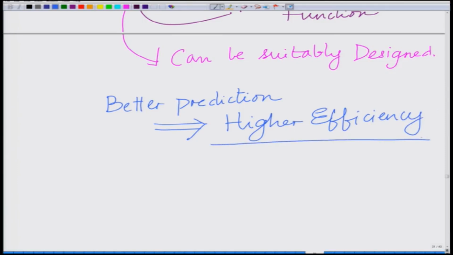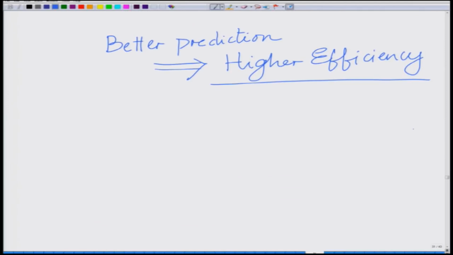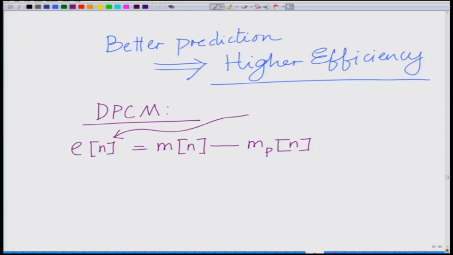That is the bottom line in DPCM. Now, how do we use this prediction in DPCM? In differential pulse coded modulation, we have the signal sample M of n. From this signal sample, we subtract its prediction MP of n, that gives rise to E of n. So at every time instant n we have a prediction MP of n of the signal. From M of n we subtract this prediction MP of n, we get E of n. So, E of n is the prediction error.